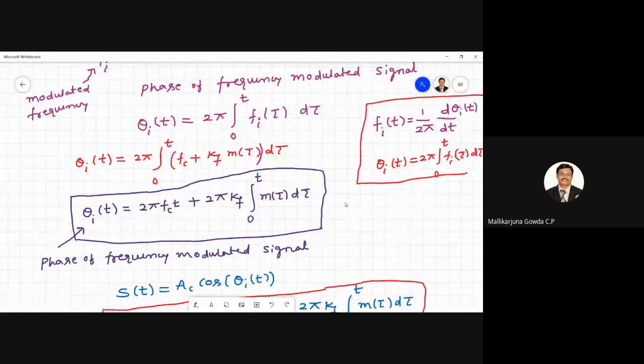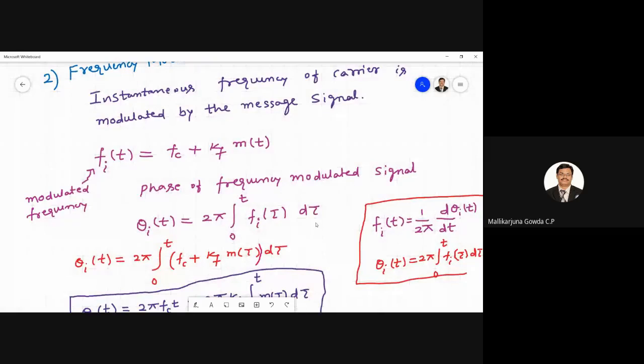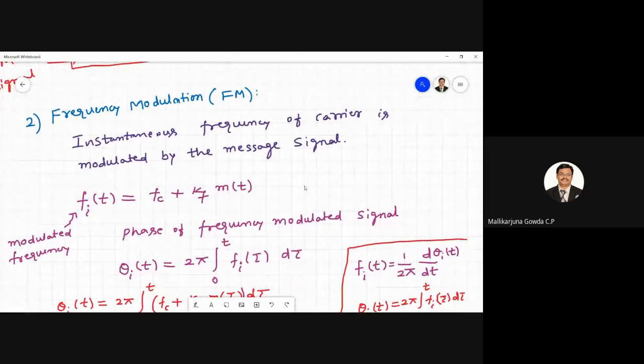What I started with was the definition of FM. I said the instantaneous frequency of the carrier is modulated by the message signal, right? So how do I represent that? The modulated frequency is the unmodulated carrier frequency fc plus kf into m of t. The modulated frequency varies from the unmodulated carrier value with respect to the message signal. That proportionality factor I am representing by kf, which I said is the frequency sensitivity.